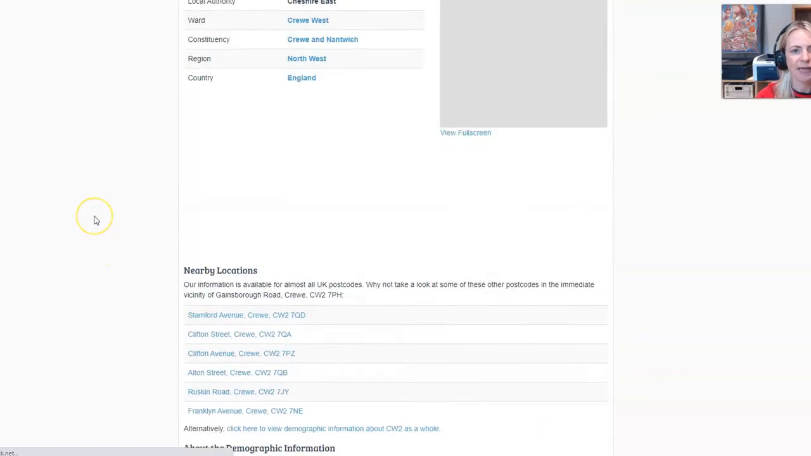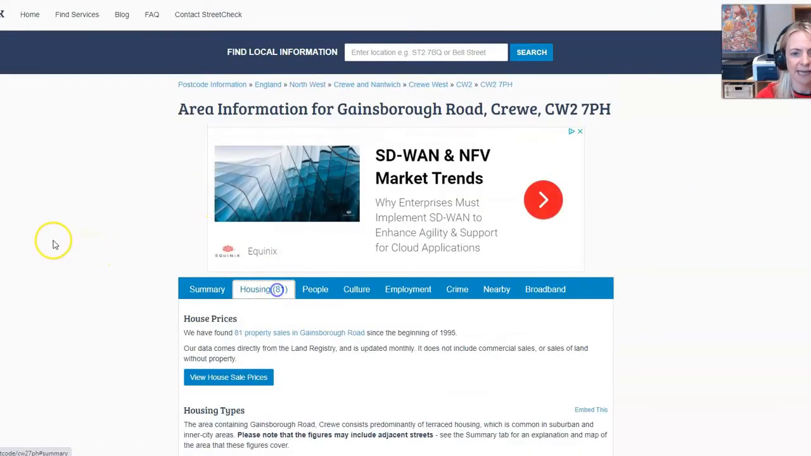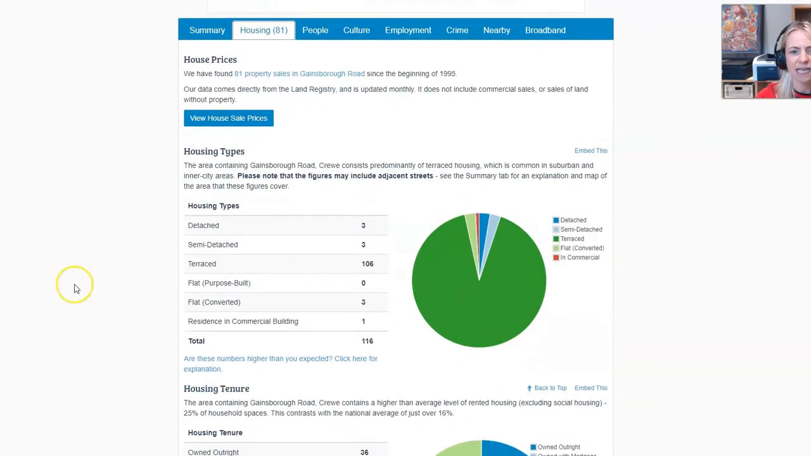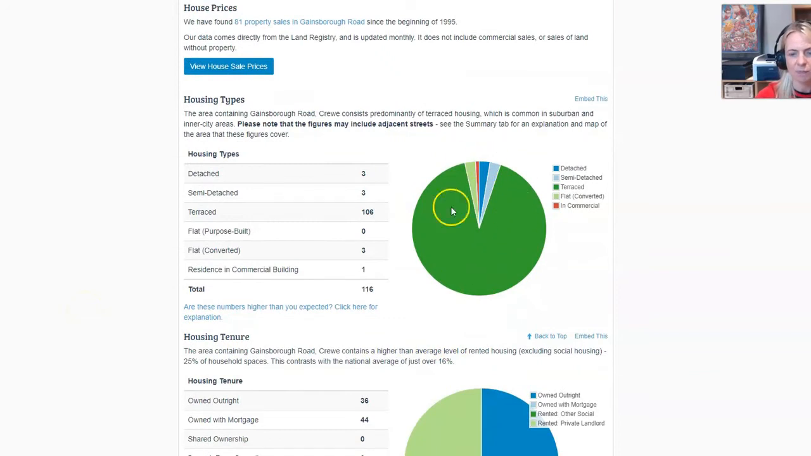But if I go back to the housing tab, what it tells me is how many houses there are in the area and of what type. And you'll see here from the pie chart on the right hand side that the majority of those properties are terraced properties. You can see there are slightly fewer of some of the other types of property, detached, semis, commercials, flats. The majority are terraced properties. By the way, those make excellent HMOs.